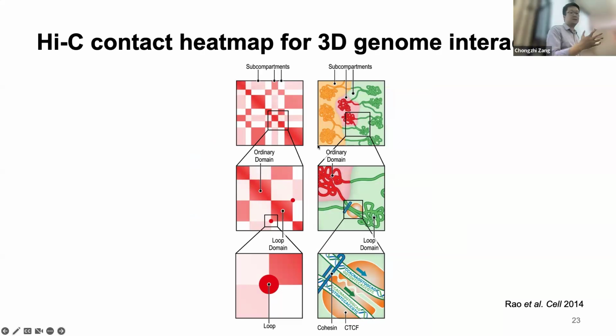And because the entire 3D genome architecture is also across multiple different length scales, they may represent different types of chromosomal structure. The largest scale is the compartments called A and B compartments, and in the smaller scale, one can observe topologically associated domains, and at the highest resolution we can observe DNA loops.